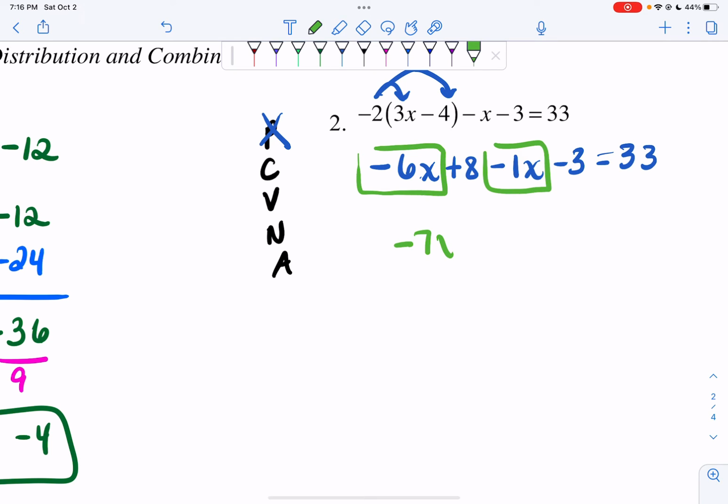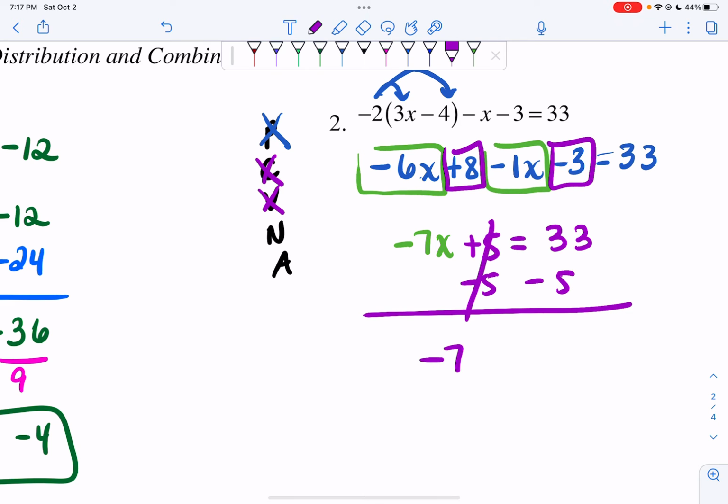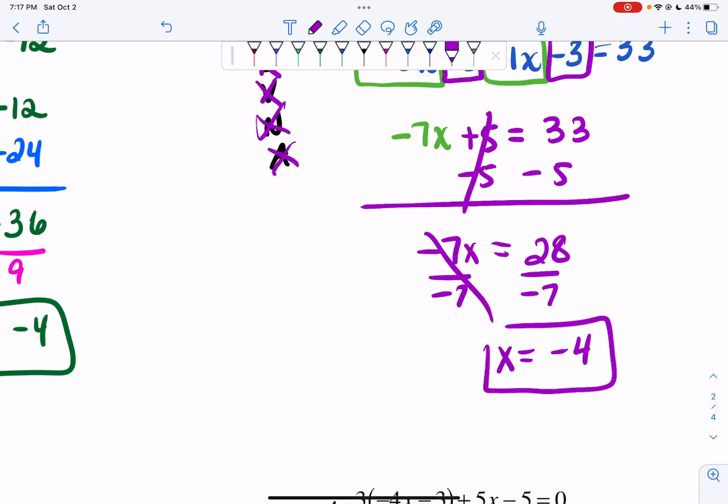So I have negative 7x plus 8 minus 3, plus 5, because 8 minus 3 is 5. And that's equal to 33. I now need to get rid of that plus 5 because my variables are on one side, so I need to move that number. So minus 5, minus 5. So I get negative 7x equals 33 minus 5 is 28. And then I divide by a negative 7. So I get x is equal to negative 4. And that's my final answer.